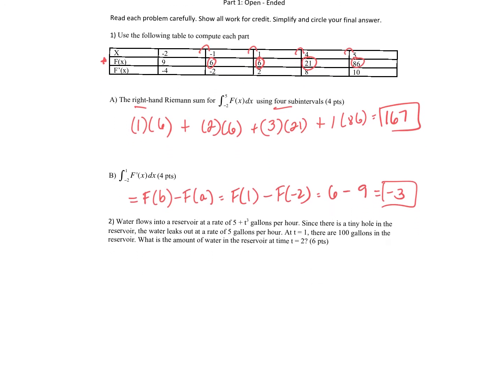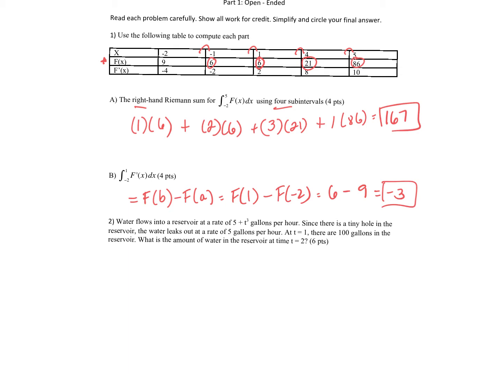So for the next question, I think a lot of us made a mistake with how to deal with that water leaking out at a rate of 5. Water flows into a reservoir at a rate of 5 plus t cubed gallons per hour. So that is a rate, a derivative. There's a tiny hole, so the water is leaking out at a rate of 5 gallons per hour. We're not going to include that as a 5t, it's just simply a 5.